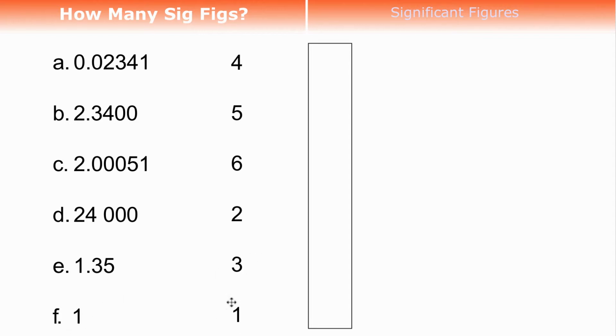3. The number 1, 1. Interesting, if it's a number 1, is that a counting number or a measurement? I guess without really knowing the context, you wouldn't know. But with the context, if they counted, that's unlimited significance. If they measured that and it's about 1, then that significance or that precision would be 1.